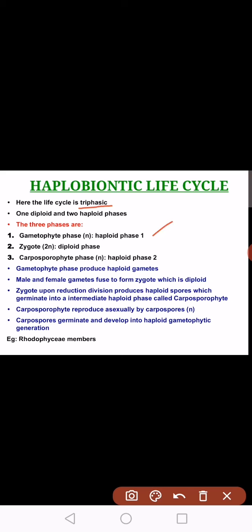Out of three phases, one is diploid and two are haploid phases, and the three phases are gametophyte phase, which is haploid, zygote, which is a diploid phase, and carposporophyte, which is the haploid phase. So in this way there are two haploid phases, one is gametophyte phase and carposporophyte phase, and one diploid phase, that is zygote, meaning sporophyte phase.